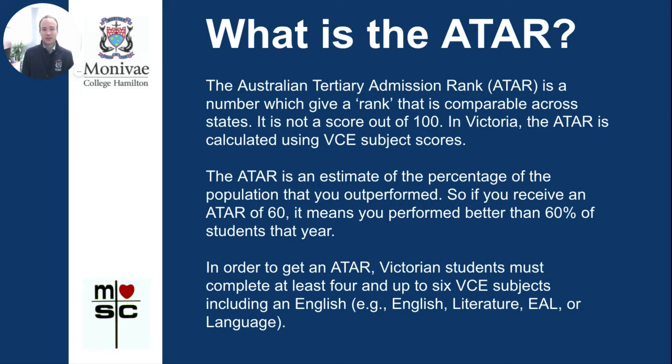year. In order to get an ATAR, Victorian students must complete at least 4 and up to 6 VCE subjects, including an English, such as VCE English, Literature, English as an Additional Language, or VCE English Language. At Monterey College, we offer English, Literature, and English as an Additional Language.